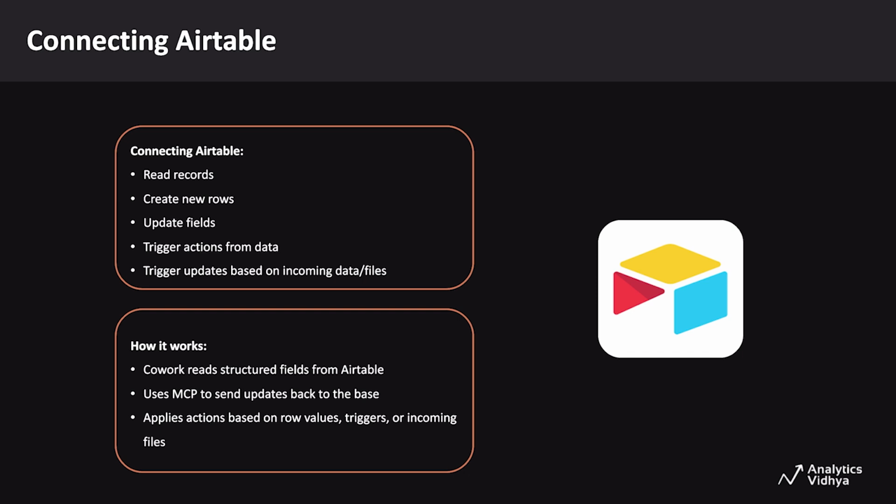What makes this useful is the way it works. Co-work reads Airtable as structured data, understands the fields and records, and then uses the connector to send updates back to the base. That means it can check row values, decide what needs to change, and even trigger updates when new data or files come in. So, Airtable becomes both a storage layer and an action layer for automation.